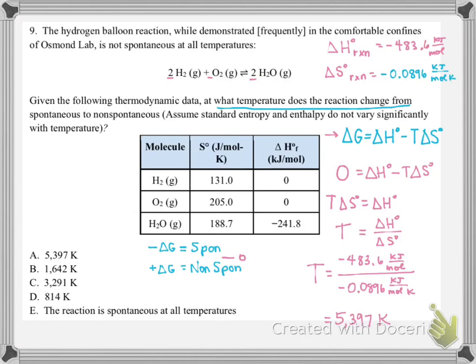Okay, so our first step was to figure out our delta H and delta S for the reaction overall. And then we could use those overall terms to plug into our thermodynamics equation, keeping in mind that it switches from being spontaneous to non-spontaneous when delta G is 0. And then from there it's just some fun algebra.